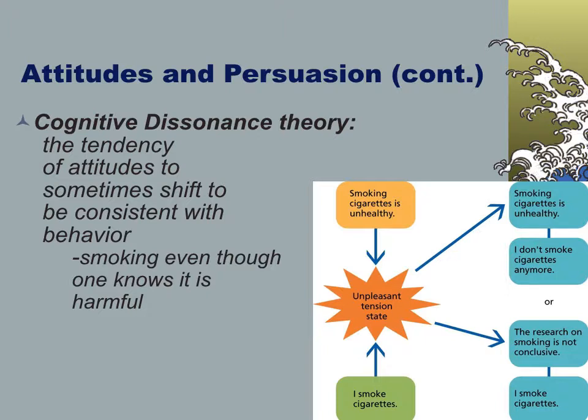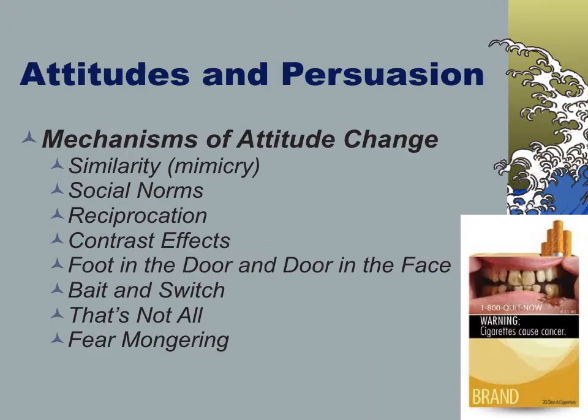So change that attitude, or maybe change the behavior, right? Those are the only two ways to really reduce that tension. There's a lot of mechanisms that can be used to change these attitudes, right? When we talk of attitudes and persuasion, that was a whole graduate school class for me, actually. So this is a brush at some of the mechanisms, things like similarity.